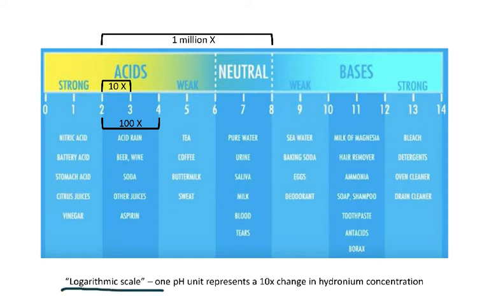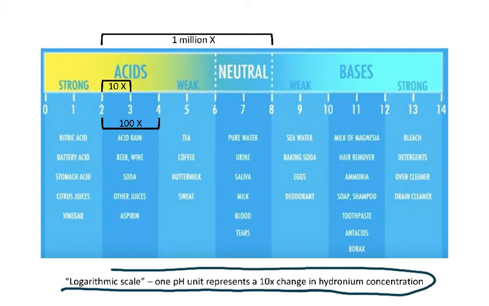So 1 pH unit represents a 10x change in the hydronium concentration. 2 pH represents 100 times difference, right? And 6 pH is 1,000,000 times, or 10 to the 6 difference in the hydronium ion concentration, right?